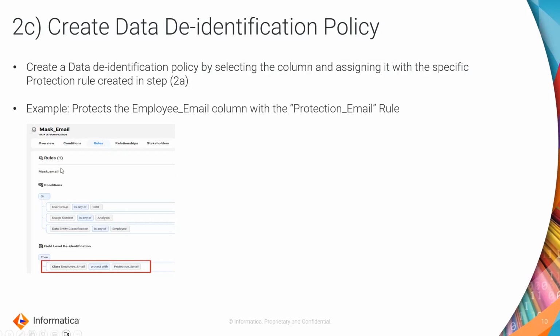After doing that, we need to specify the condition on which it should trigger this specific policy. Here, in the example, I have provided three conditions. First, whichever user is requesting the data is a part of the user group CDG. Second, the user is requesting the data with the context of analysis. Third, the data identity classification is employee, which means the table is tagged to the data classification named employee. In these three cases, this specific rule will be triggered.